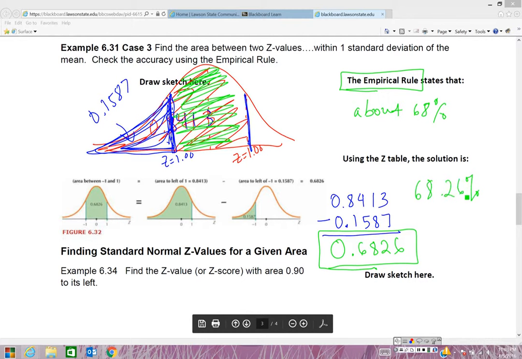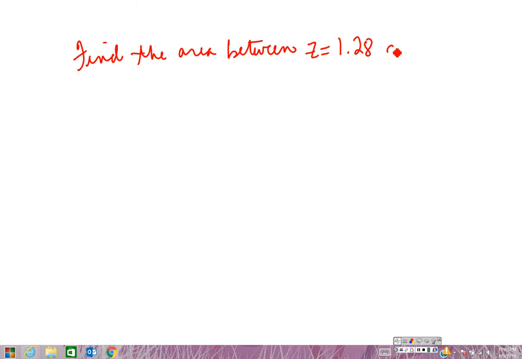Alright, I want to try another example of finding the area between two z values. So let's find the area between z equals 1.28 and z equals 1.96.